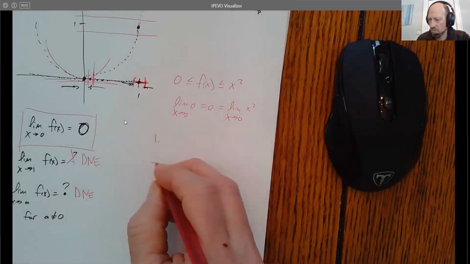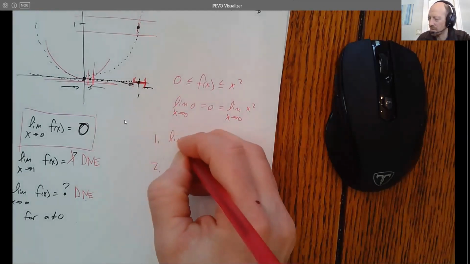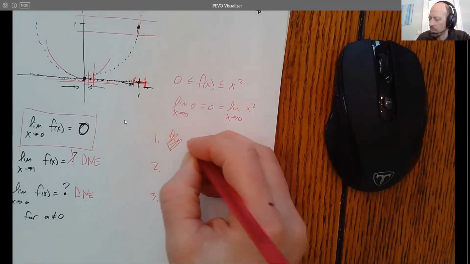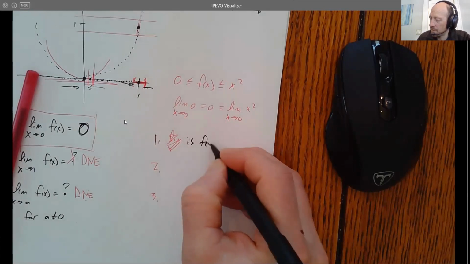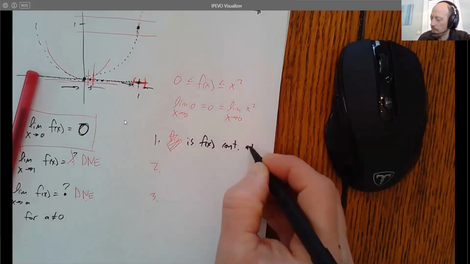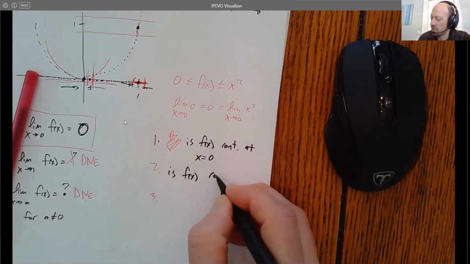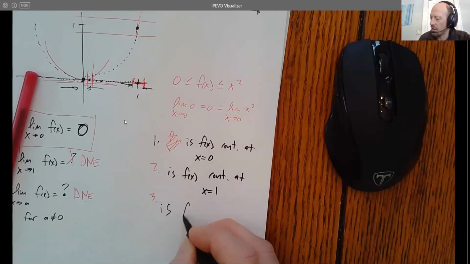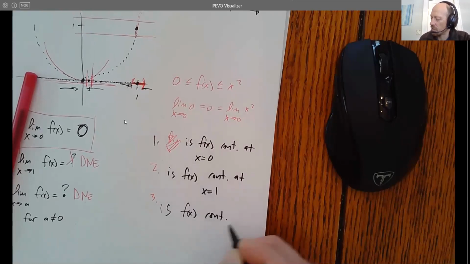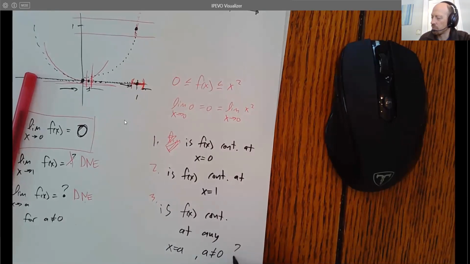Now, if we had a little more time, I might put you back in groups to talk about this one, but it doesn't take as long to talk about this one. Is f of x continuous at x equals 0? Is f of x continuous at x equal 1? And finally, is f of x continuous at any x equal a not equal to 0?